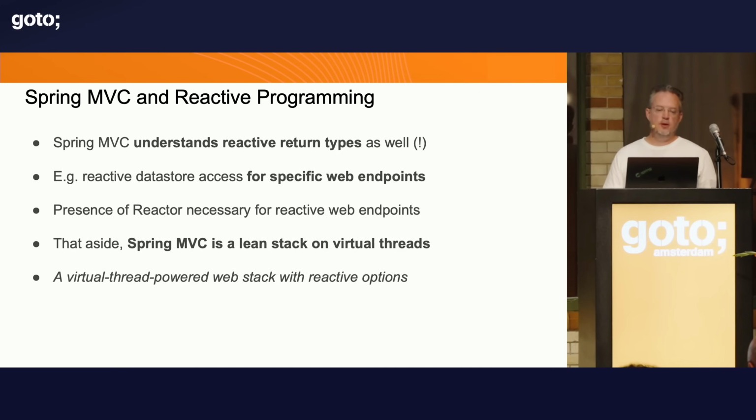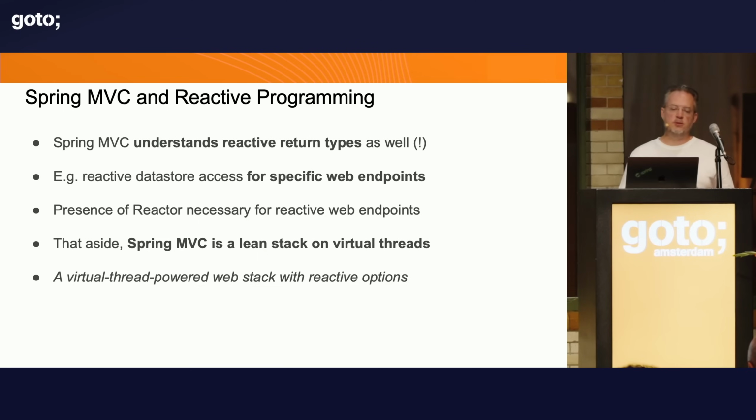For MVC and reactive programming, that's actually been there for a while. Some people have not realized that. So Spring MVC actually understands reactive return types in addition to the standard return types. For example, you could have a reactive data store access only for specific web endpoints, and Spring will look at the presence of Reactor on the classpath to see if it can handle any reactive web endpoints based on the return types, getting a Mono or Flux back.